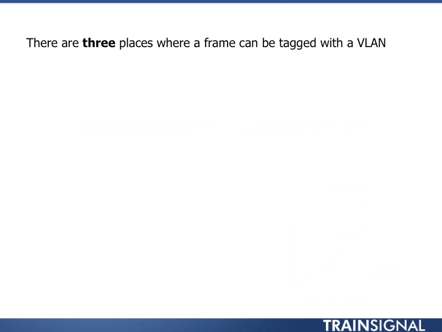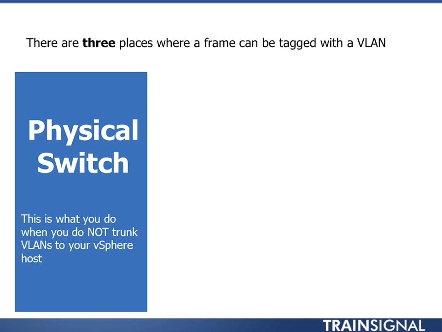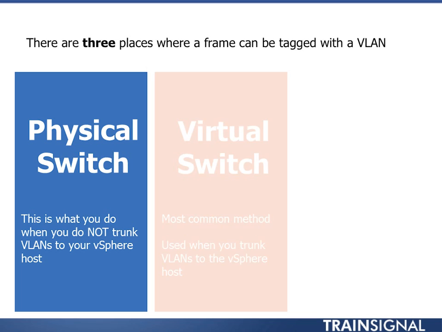Now, there are 3 places where you can tag a frame with a VLAN ID. And this is where some people get confused. So, you can do it on the physical switch. This is what you do when you do not trunk VLANs to your vSphere host. This sounds a little bit weird because you think, okay, if a frame's coming out of the switch, don't I want to tag it there? But it's really more about frames coming into the switch. So if I have a vSphere host, he sends a frame out and it hits the switch. If it's already got a tag on it, the switch won't tag it. It just leaves it alone. But if I tell the switch to tag it, it basically means that that is a native VLAN and the switch is doing the tagging.